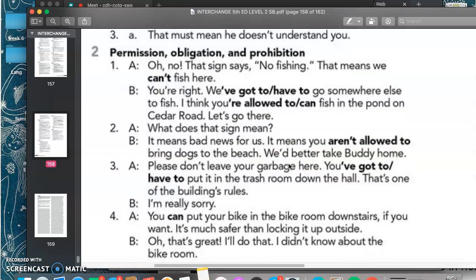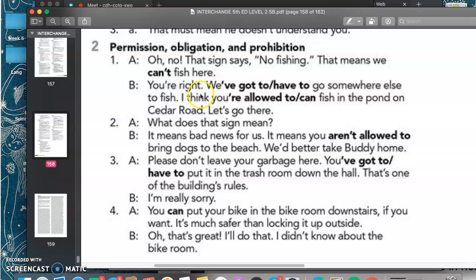So we have, oh no, that sign says no fishing. That means we can't fish here. You're right. We've got to, or we have to go somewhere else to fish. I think you are allowed to, or you can fish in the pond on Cedar Road. Let's go there. What does that sign mean? It means bad news for us. It means you aren't allowed to bring dogs to the beach. We'd better take Buddy home.